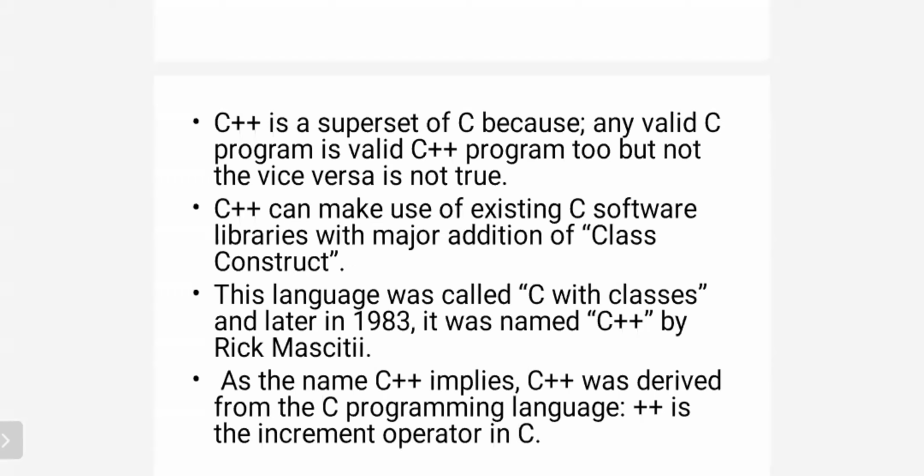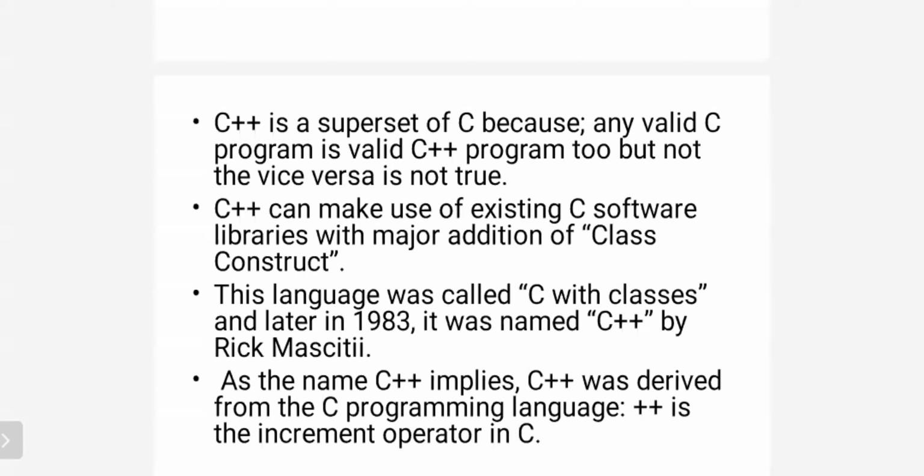So who gave the name C++ instead of C with classes? Rick Mascitti, a scientist. The scientist introduced the name C++ instead of C with classes in the year 1983. In the same year, Rick Mascitti announced C++ as the most popular language. So in which year was C++ announced? In 1983.